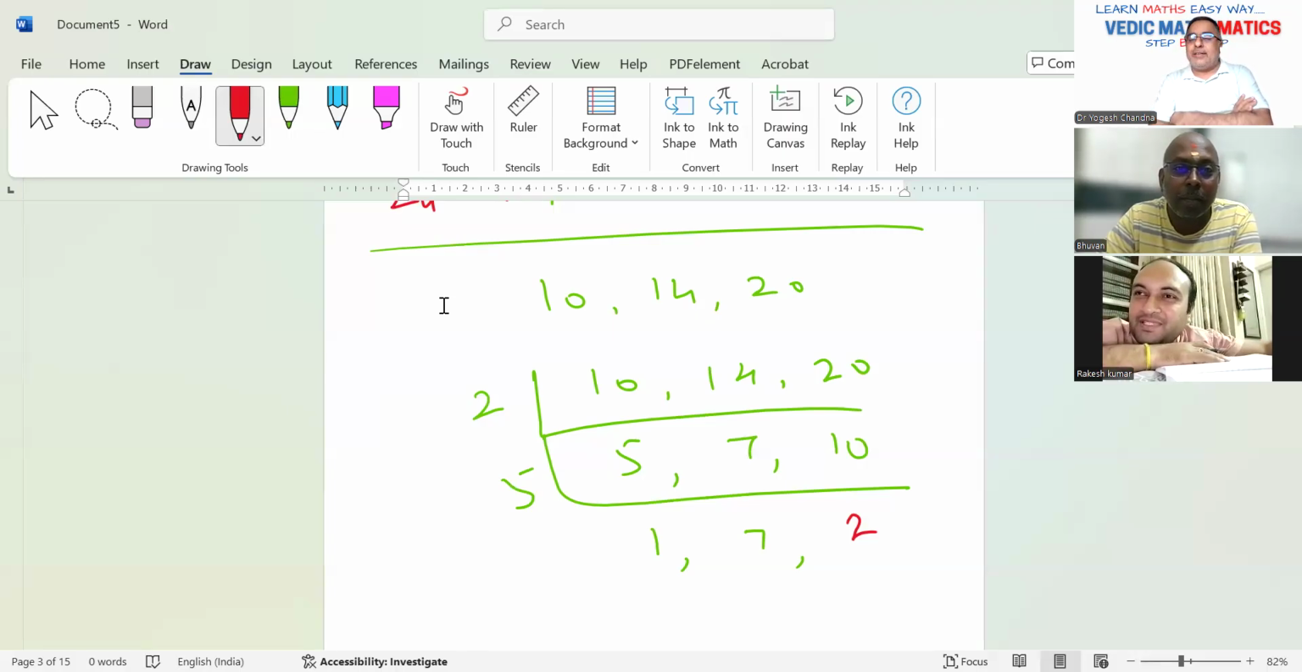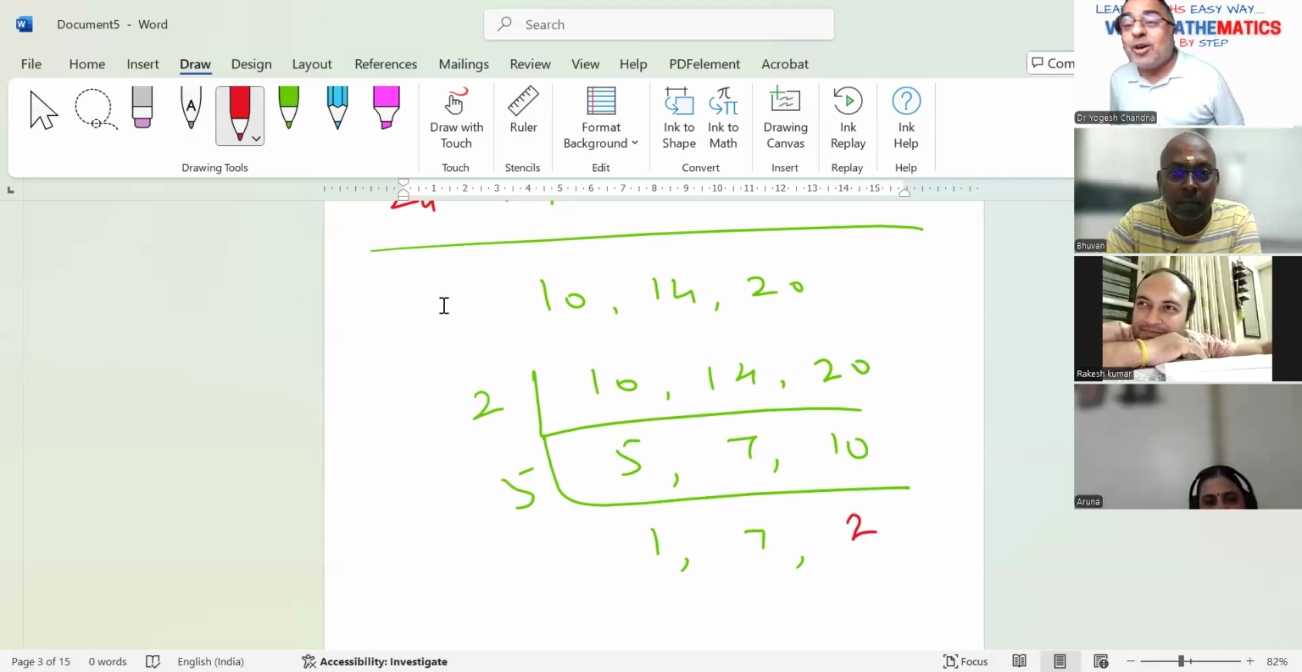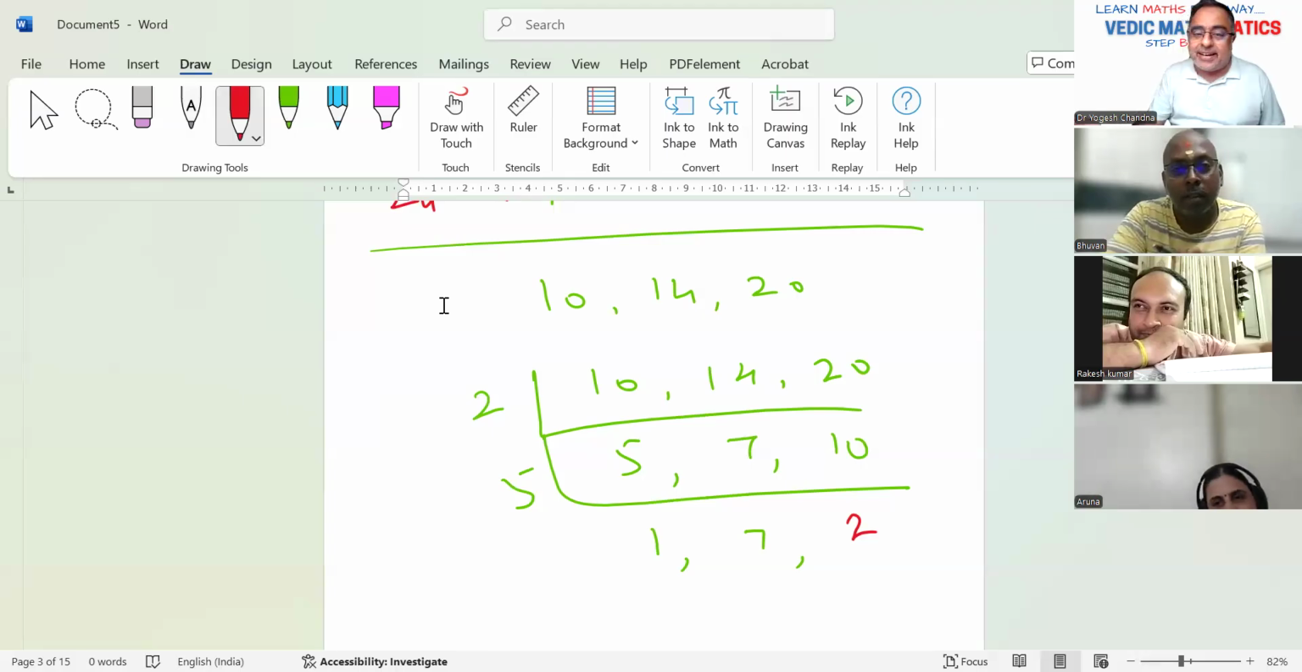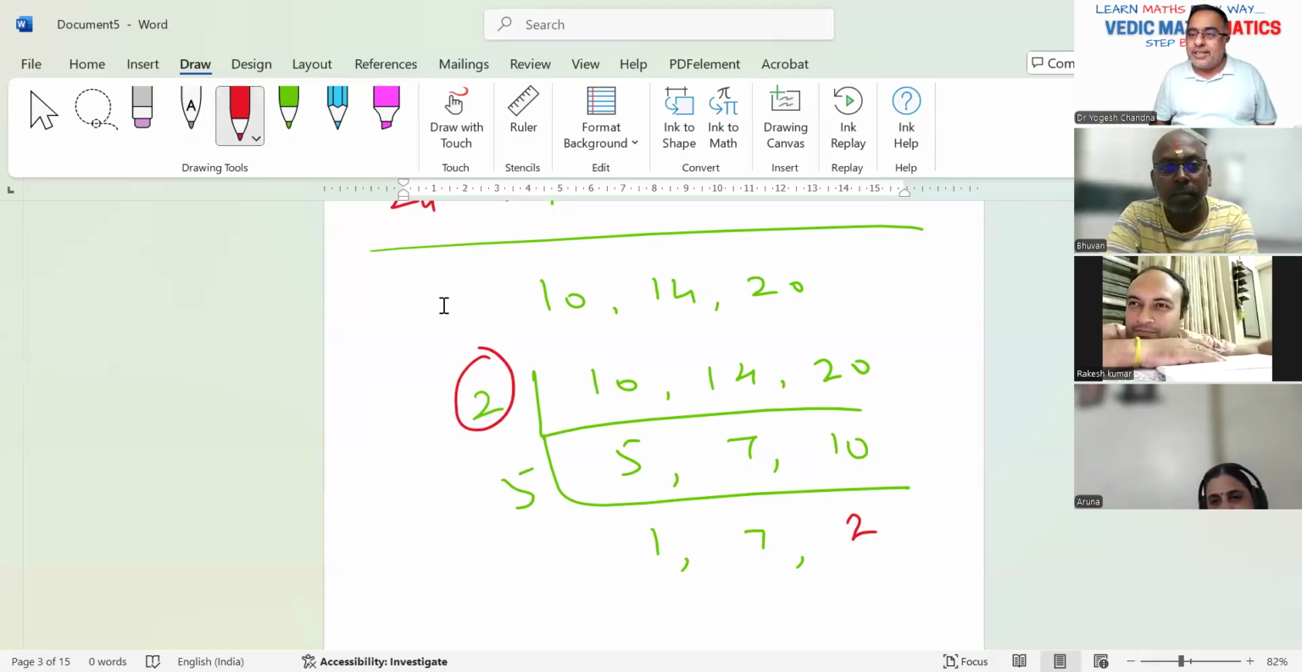Now Aruna, sir, this LCM was wrong. This was a confusion. Got it? See, your HCF was correct, 2. Now a student gets confused if you are further dividing by 5 and you are counting 5 in LCM. Got the point?